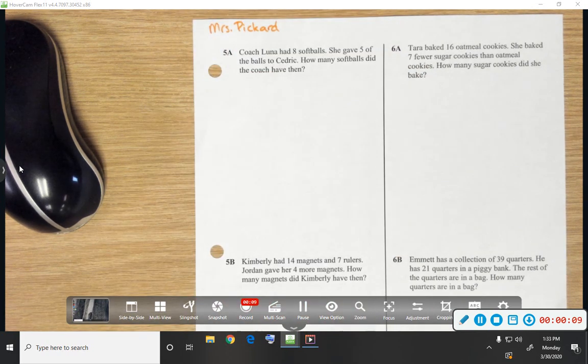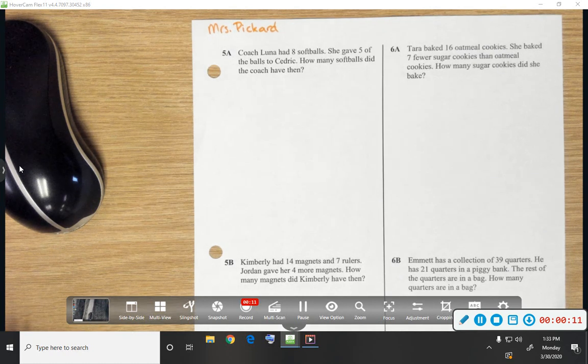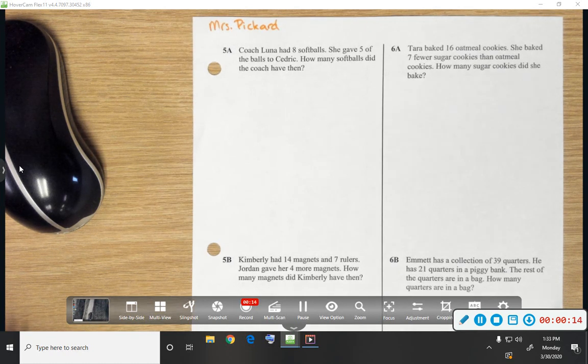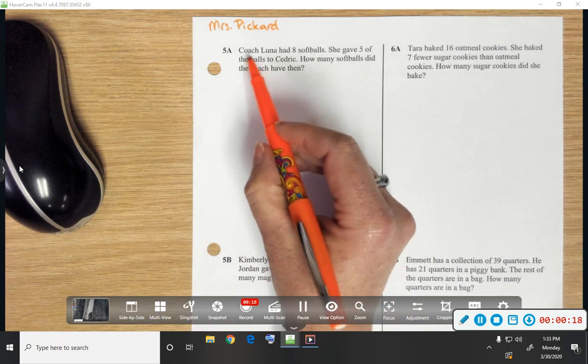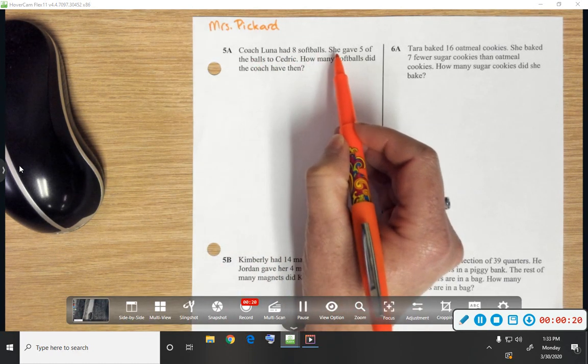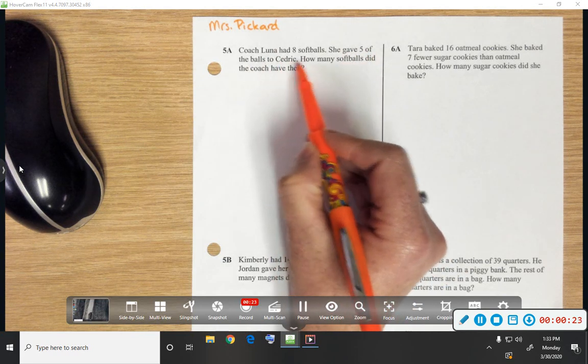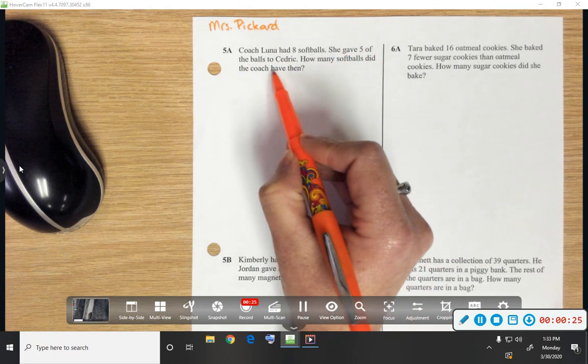I'm going to go over a few reminders when solving word problems and some things we need to do. We're going to read the problem the first time. Coach Luna had 8 softballs. She gave 5 of the balls to Cedric. How many softballs did the coach have then?